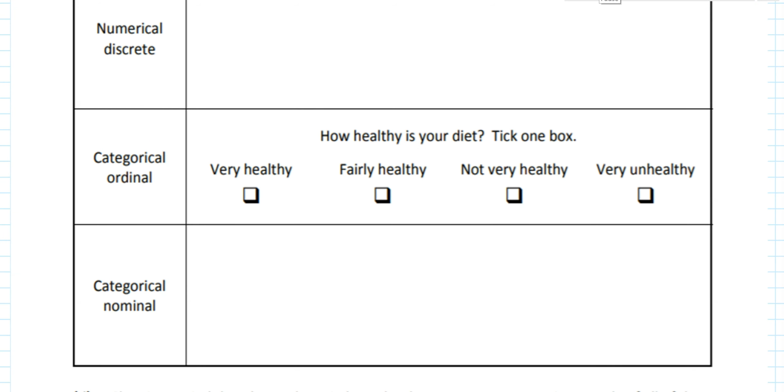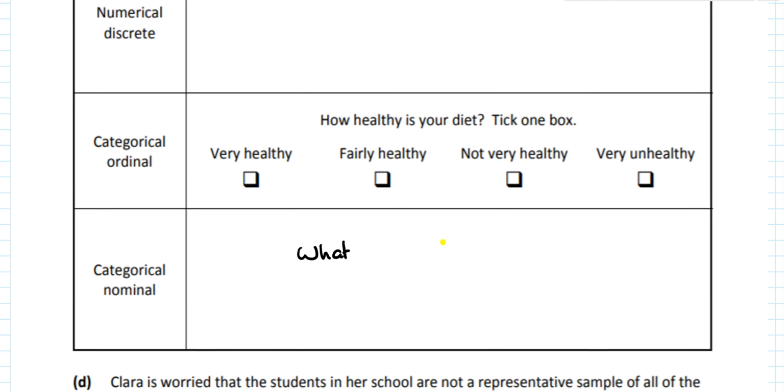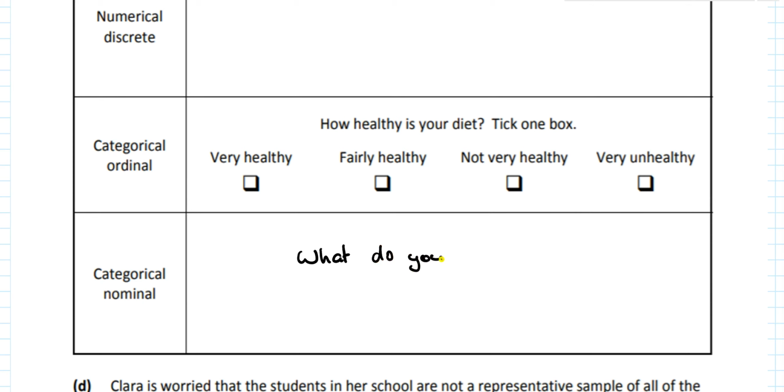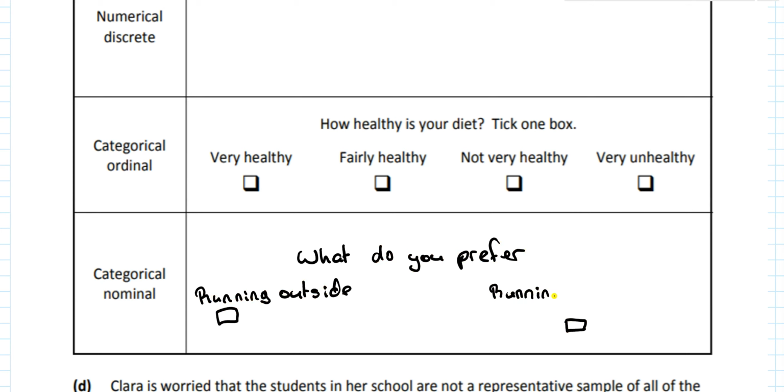So in discussing something like this, you'd be looking at options. Okay, what do you prefer? And it can be in relation to exercise. What do you prefer, running outside or running on a treadmill? One is not better than the other. Tick one. One is not better than the other, and they are not answered as numbers.